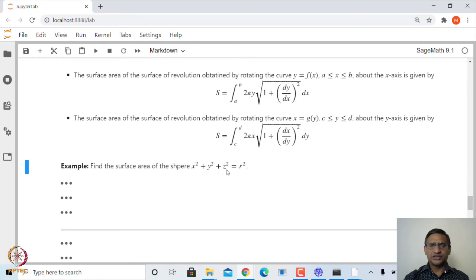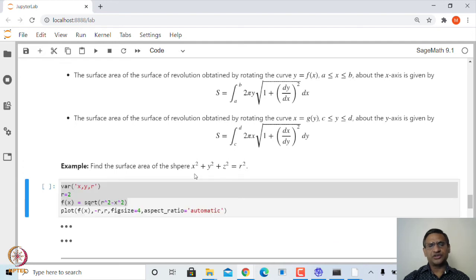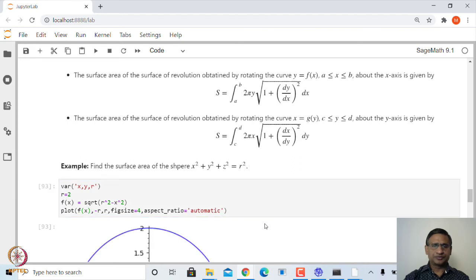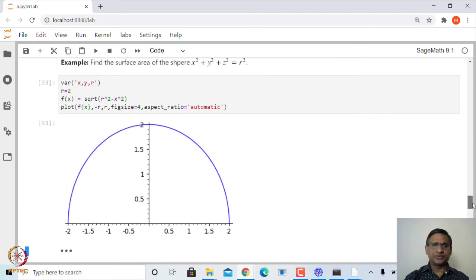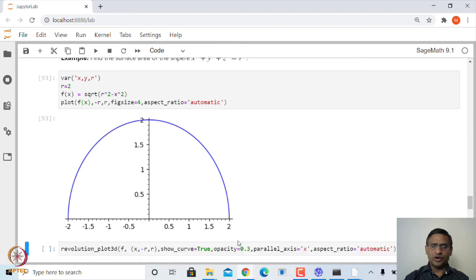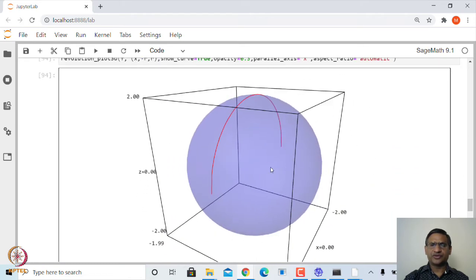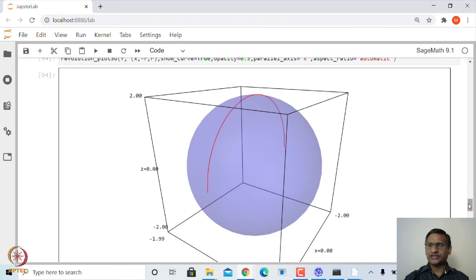x square plus y square plus z square is equal to r square. Now, this sphere you can actually obtain as a surface of revolution by revolving, let us say, the upper semicircle from minus r to r about the x axis. So, if I define a function f(x) equal to square root of r square minus x square and plot the graph, this is the graph of the semicircle. If you revolve this, draw the revolution plot 3D of this curve between minus r and r about the x axis, you will get a sphere. That is the sphere, and this is the curve which is rotated like this about the x axis.